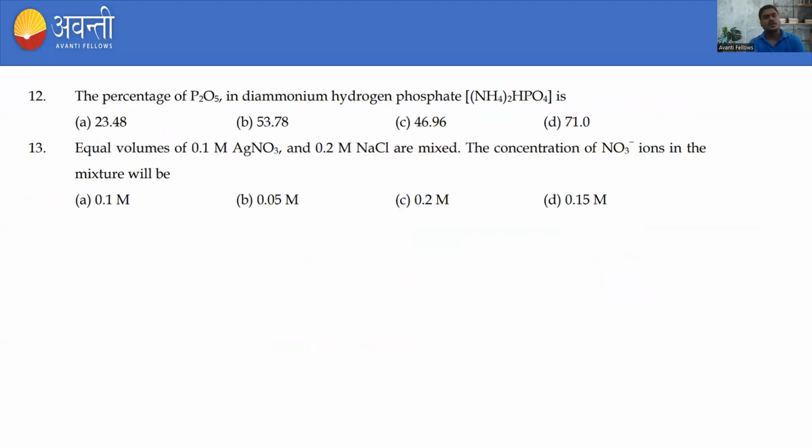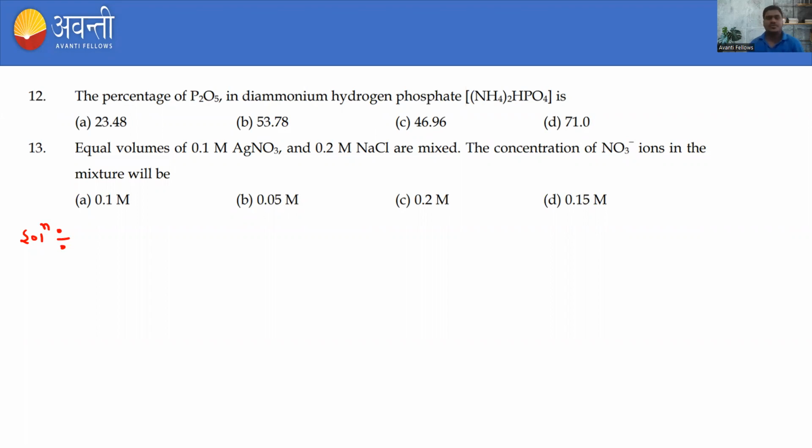चलो. Move to the next question. The percentage of P2O5 in diammonium hydrogen phosphate. So you have to calculate the percentage of this. ठीक है, कि कितना परसेंटेज निकल के आएगा इसका. किसका निकालना है परसेंटेज आपको? The percentage of P2O5 in diammonium hydrogen phosphate (NH4)2HPO4. तो चलो देखते हैं फटाफट कैसे परसेंटेज निकालना है.